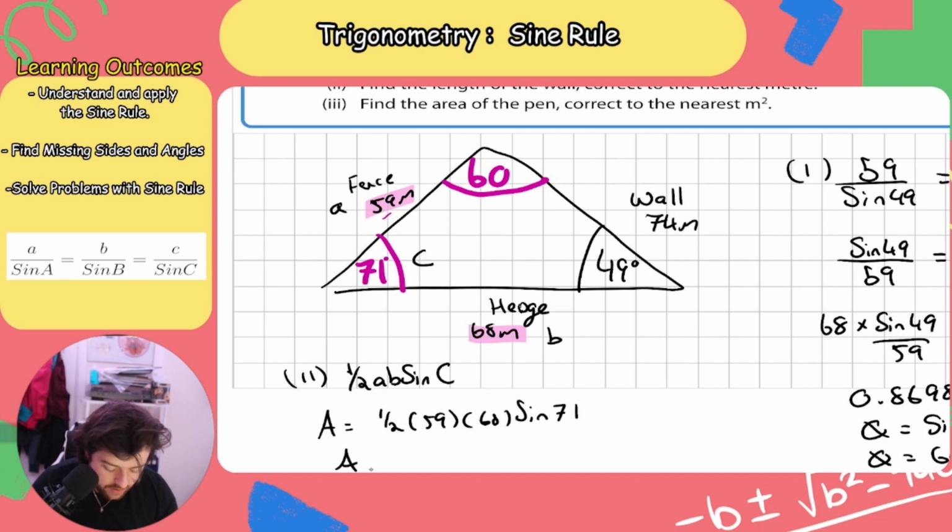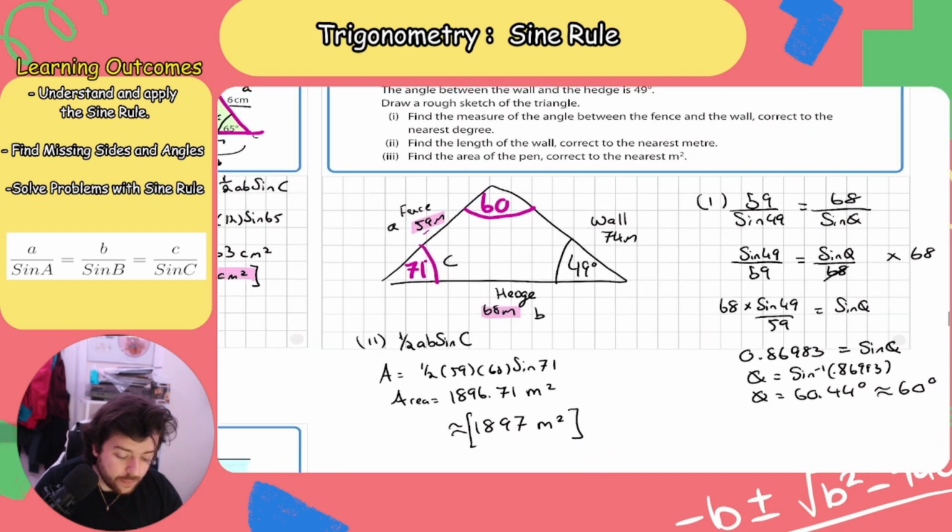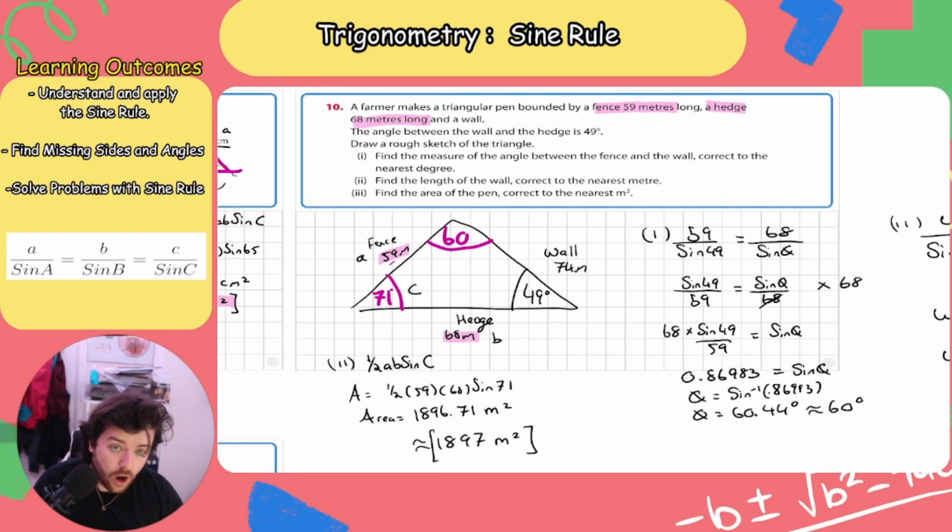The area is going to be equal to... oh golly, that's very big. 1896.71 meters squared. It says correct to the nearest one, so it's going to be 1897 meters squared. That is how big the area of our triangular pen is going to be.